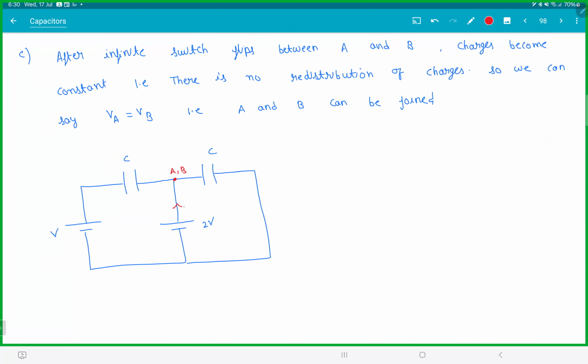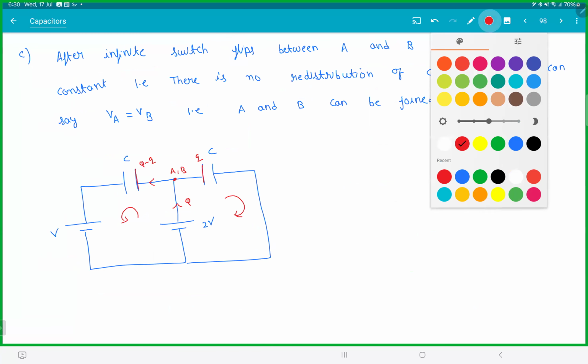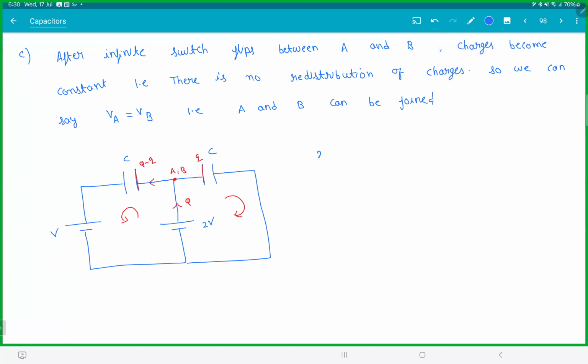So we can say assume charge Q flows here. This is Q, this is Q minus Q. Apply Kirchhoff's law. Actually, you can easily see and tell here, but okay, let's write it. So this will be 2V minus Q by C is equal to 0. So basically the right capacitor becomes 2CV. The left capacitor will be 2V minus Q by C minus V equal to 0. So actually we'll get Q minus Q is equal to CV. So these are the final charge distributions.